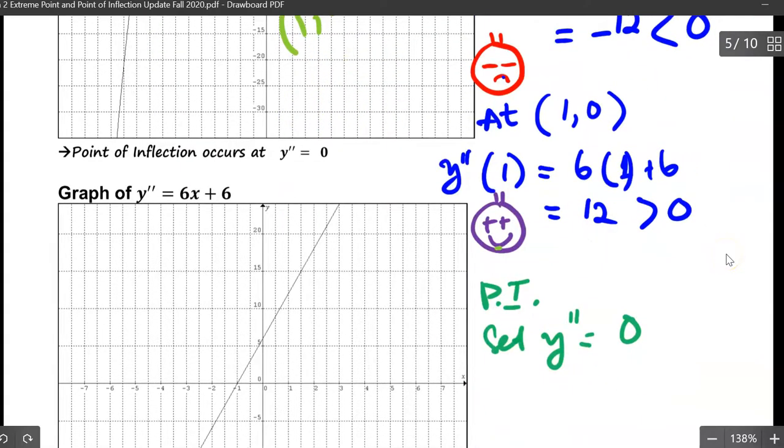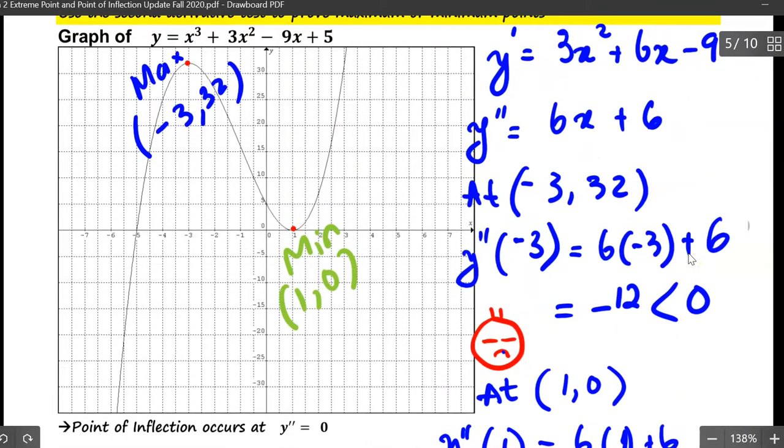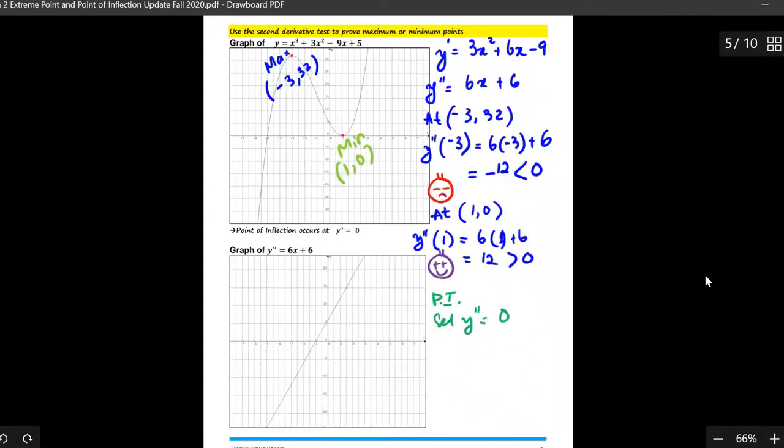Before I get into the point of inflection, because I kind of rushed in the previous video, I want to zoom in and I want everyone to take a look at this graph compared with this graph. So what you have is this, right? We have y double prime equal to 6x plus 6. So I sketch this graph on here. Here is my y double prime. I have 6x plus 6, which is a linear equation.